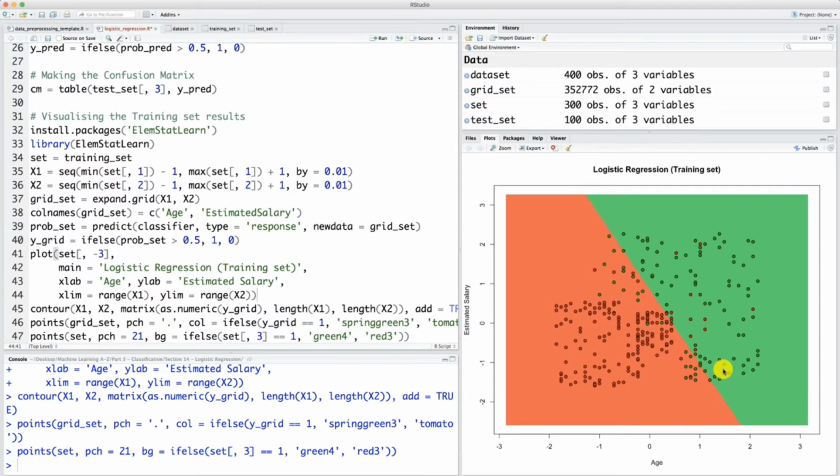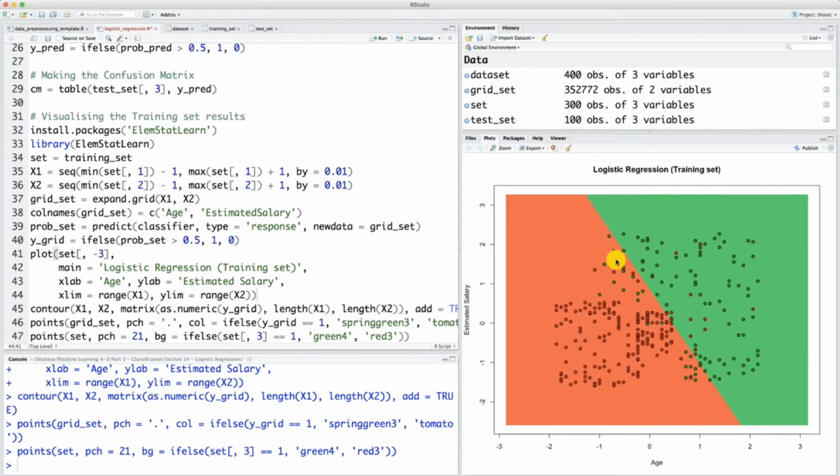On the other hand, we can also see that there are some young people here with a high estimated salary who actually bought the SUV. You know, maybe because it's a very cool SUV and they want to impress their friends and take them on road trips, or maybe they already have a family, I don't know. Anyway, they bought the SUV. Actually, there are a lot of buyers, so this must be a very cool and cheap SUV.